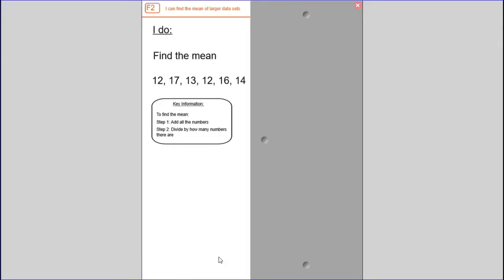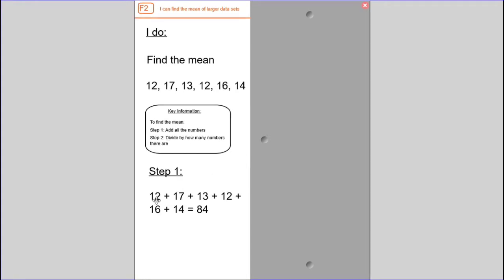I can find the mean of larger data sets. So we've got a data set here, 12, 17, 13, 12, 16 and 14. And we need to find the mean of this data set. So number 1, referring back to our key information table, we need to add up all of the numbers. So when we add up all the numbers, we're going to get a total of 84.